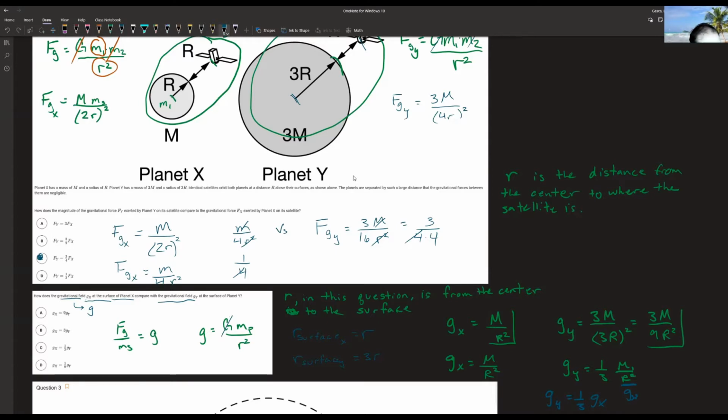So I think here, if we notice, none of our answers are showing up in this way. But we can go ahead and say g of X is really 3 times g of Y. And so B is our best answer here.